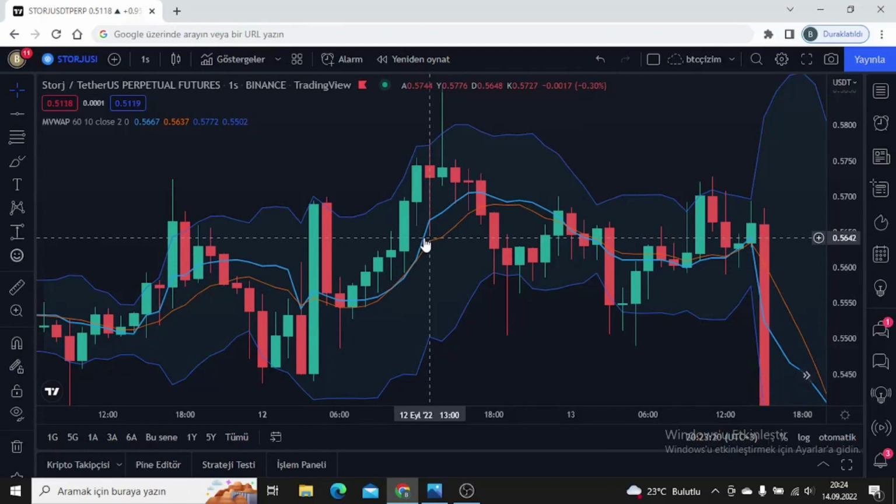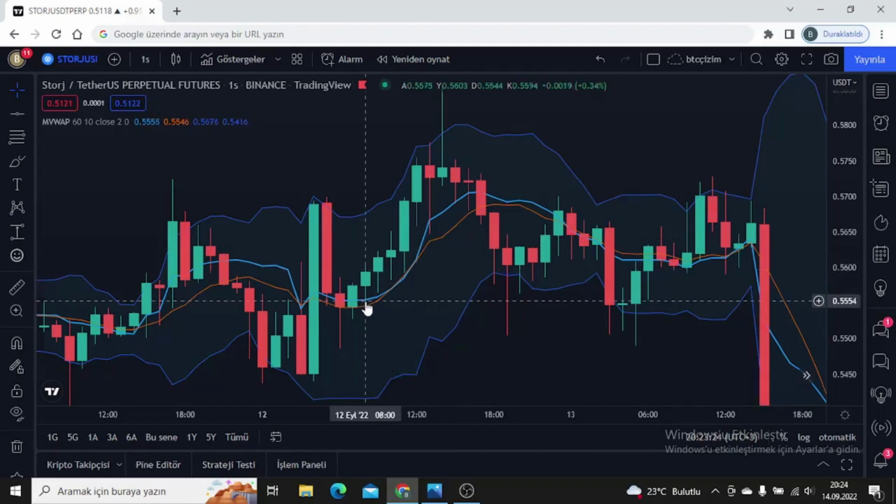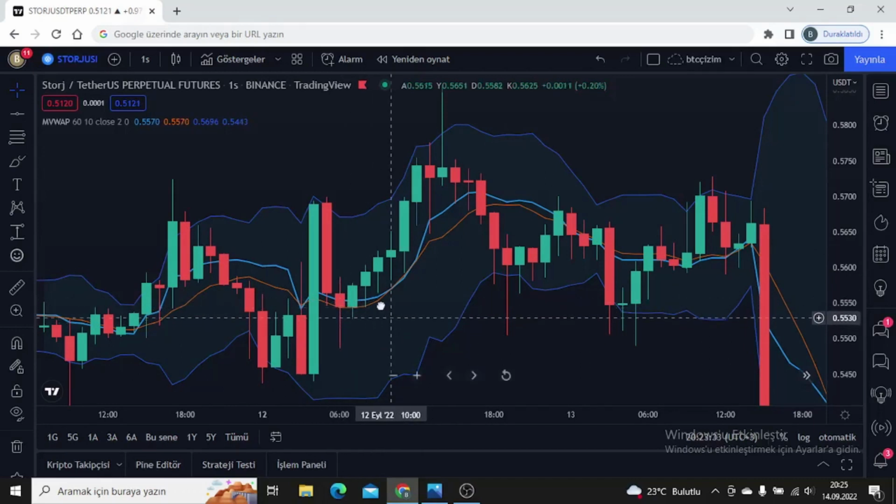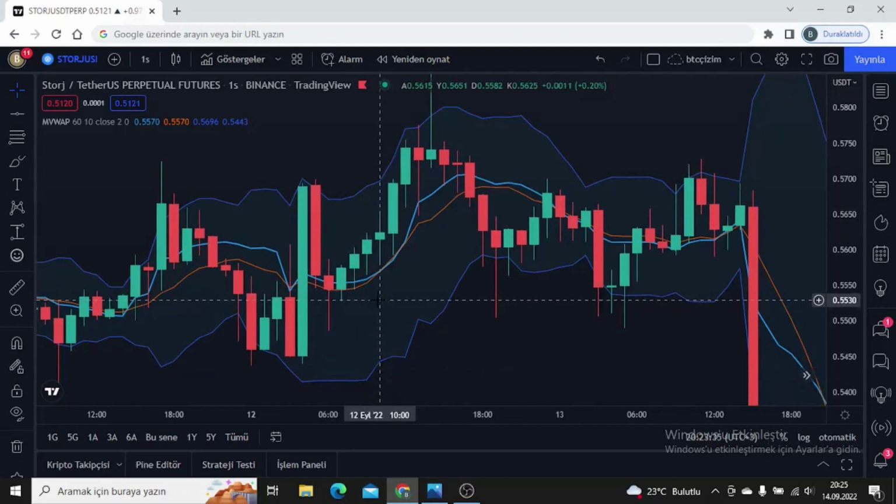The blue line that goes above the orange is also the moving average. We need to pay attention to this when making a trade here. The price needs to be above both the middle band and the moving average. First of all, this is our rule if we are using this indicator.